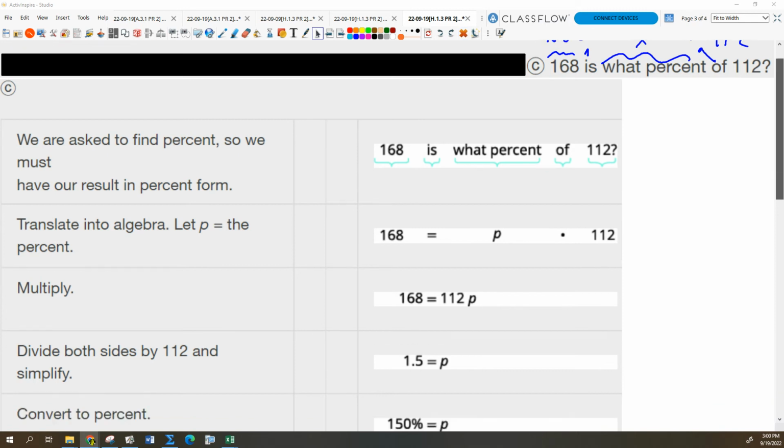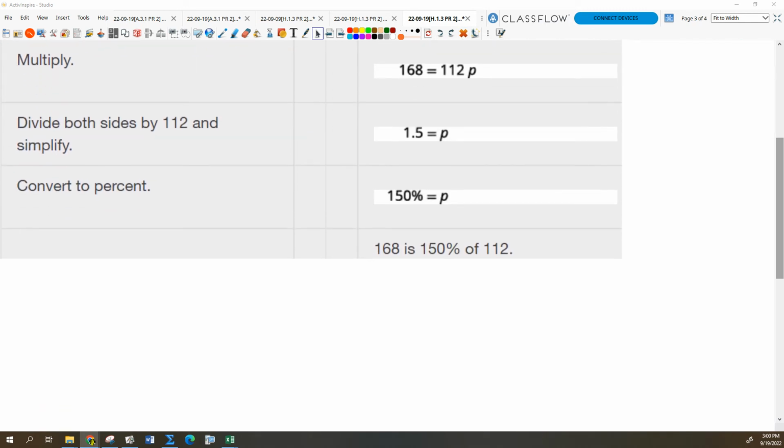So convert that to a percent and we got it. You could also check the reasonableness of that answer. 168 is what percent of 112? It has to be bigger than 100% because 168 is bigger than 112. So it makes sense that we get 150%. Give me one to five. How are we doing on that? All right, one more.